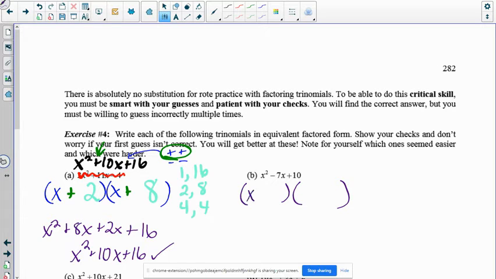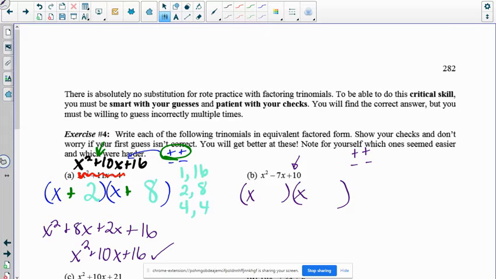I need x and x to multiply together to be x squared. Now I need to think about my signs. All right, I either need a positive positive or a negative negative, because those combinations will get me a positive 10 when I multiply. Now in the middle, I need my linear term, the terms that have the x with it, to be a negative 7.